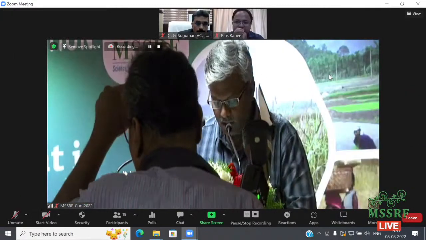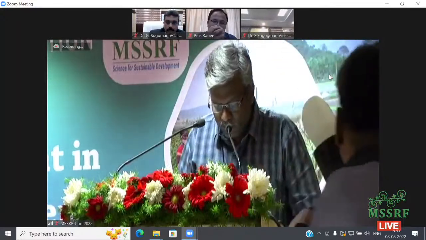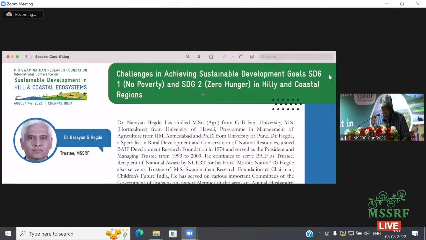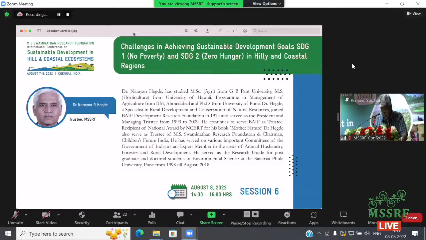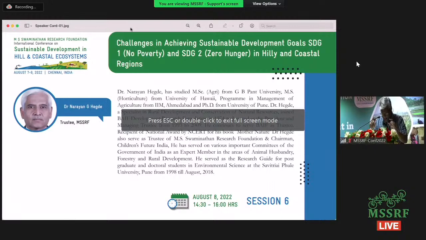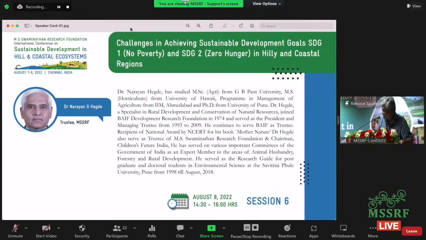the chair of the session, Dr. Narayan Hegde. He's an expert in the area of animal husbandry, forestry, and rural development. He's also chair of the Bay Foundation and current trustee of MS Swaminathan Research Foundation. He has received degrees and post degrees from different institutions. His doctorate is from Hawaii, and he studied management of agriculture at IIM Ahmedabad, and he has served in several federal government initiatives related to animal husbandry, forestry, and rural development. Thank you, sir, for accepting to chair this session. And I will introduce each speaker a little later.